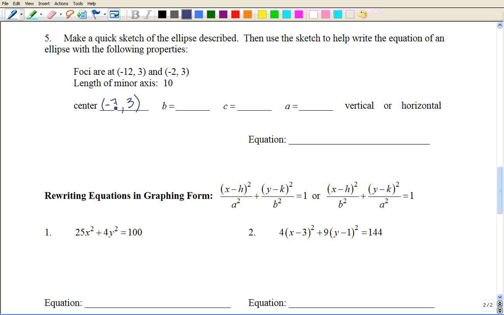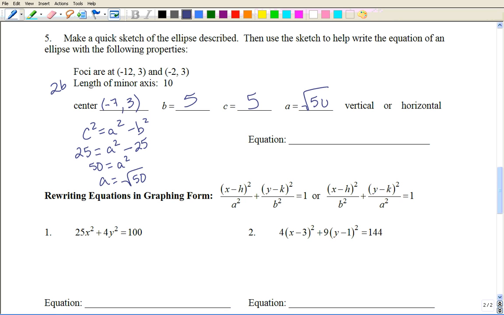-7 is how far away from -12 or -2? That's 5 units away. We're also told the length of the minor axis is 10, and I know that the minor axis is 2 times b. Therefore, b must be 5. But we need a. So again, our little friend c squared equals a squared minus b squared will be 25 equals a squared minus b squared, and b squared is 25. If I add that 25 over, I'll have 50 equals a squared, so a is the square root of 50.